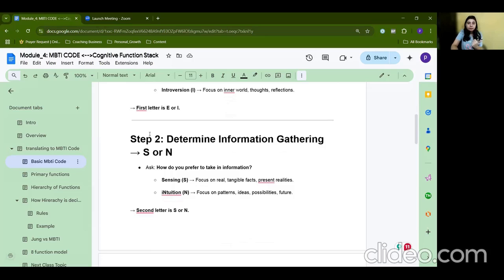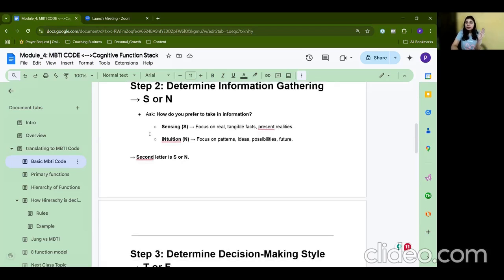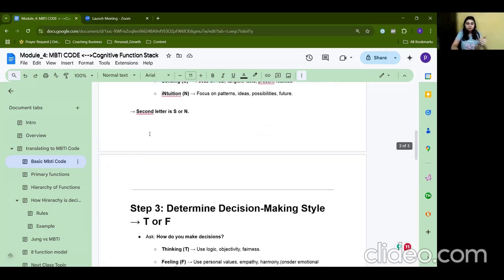Next, the second letter determines your information gathering style. How do you prefer to take in information? Do you tend to use more of your senses? You try to focus on real, tangible facts and present realities. Or do you tend to use more of your intuition? So you try to think of different ideas, patterns, and possibilities of the future. That's your intuition. So the second letter is either sensing or intuition, your preference to take in information.